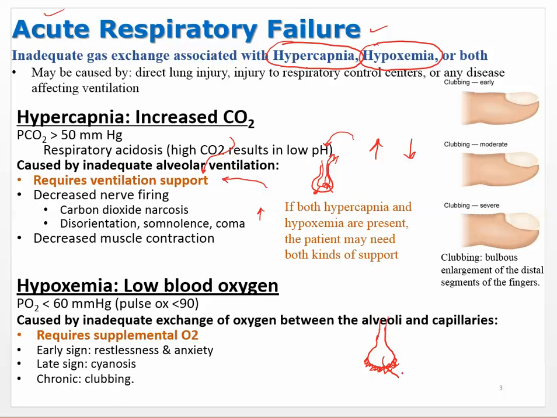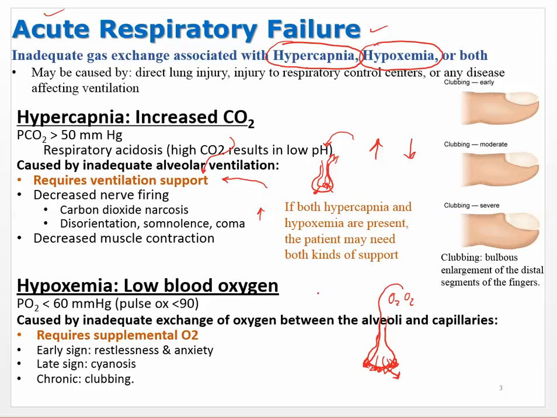Your ventilation could be fine, perfect ventilation, but you're not able to get that oxygen. You're not able to do the exchange. So it's kind of a perfusion problem. So it's caused by inadequate exchange of oxygen between the alveoli and the capillary. So in that case, especially if your respiration is good, then you want to increase your O2 levels, and that's going to allow more oxygen available to move into the capillaries.